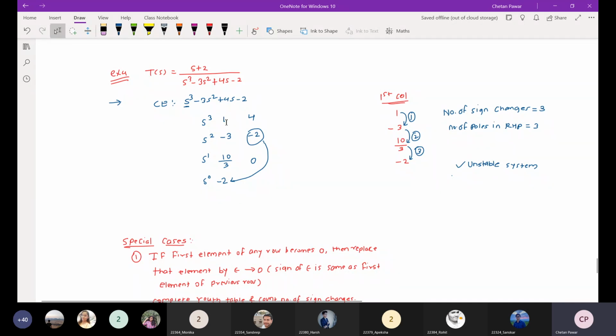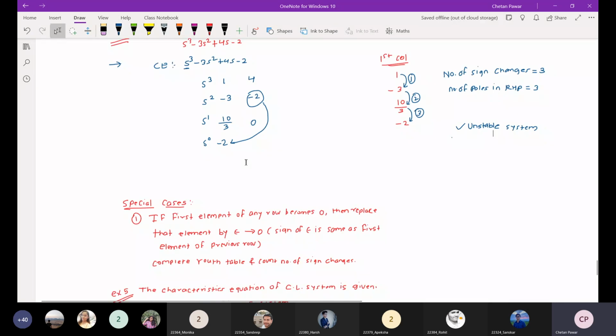That is 1. What is the sign of 1? That is positive, right? So the sign of epsilon will be positive. Okay, let us see one example so you will get an idea about this.